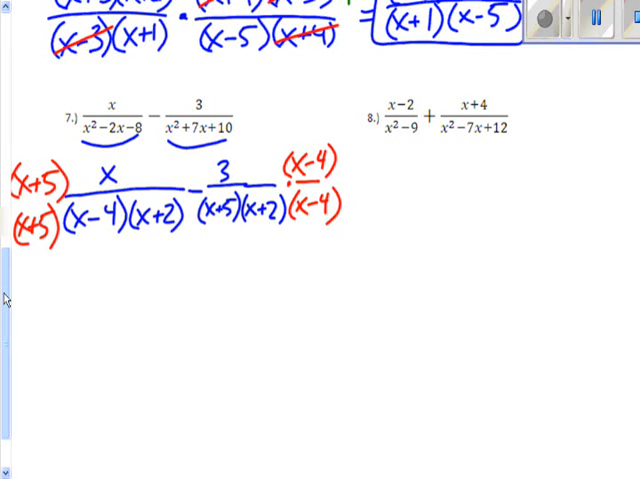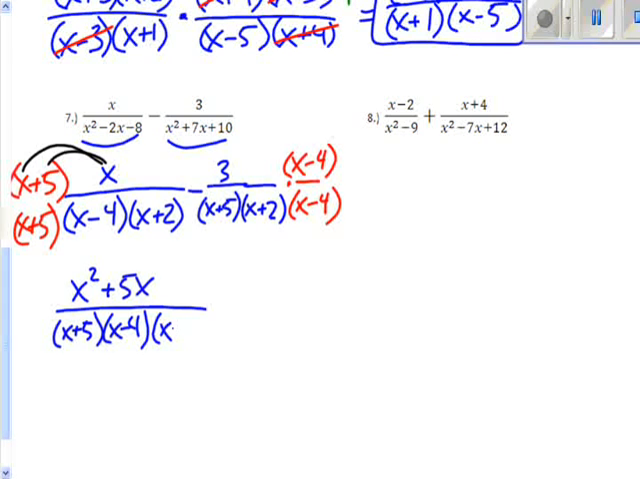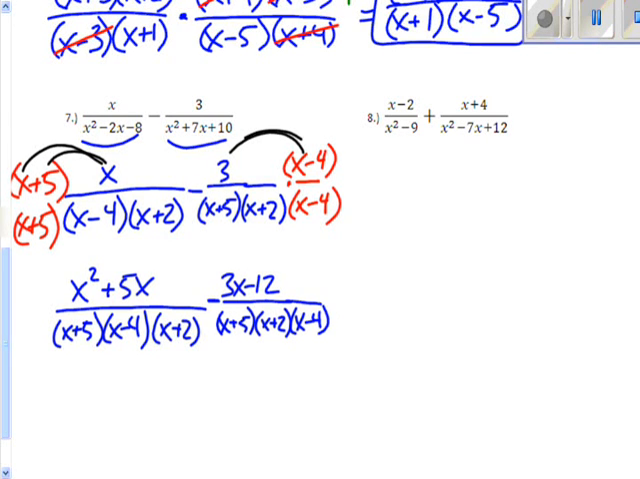So now over here I'm going to distribute the x. So that's going to be an x squared plus 5x all over this entire denominator, which is x plus 5, x minus 4, x plus 2. Minus, so I'm subtracting. Over here, again, I have to distribute the 3. So that's going to be a 3x minus 12 over x plus 5, x plus 2, x minus 4.